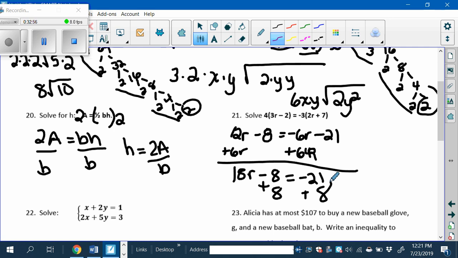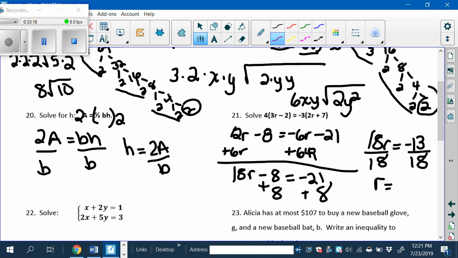And that's negative 13. So I get 18r is equal to negative 13. And then my last step is to divide by 18. Again, don't be afraid if your answer is a fraction. We are not afraid of fractions.